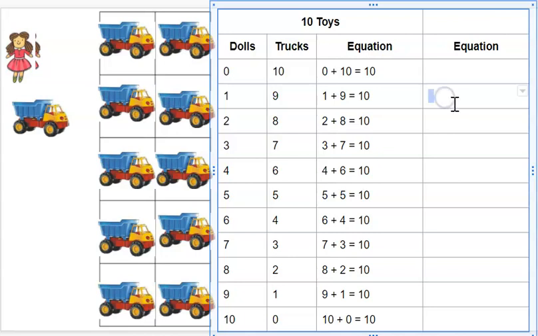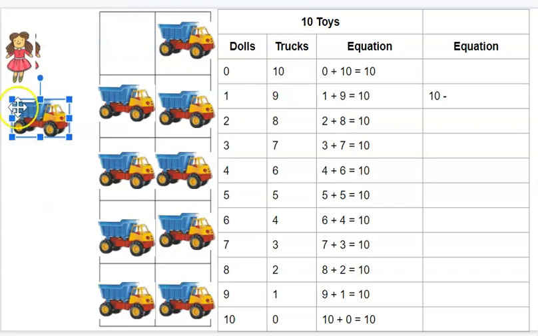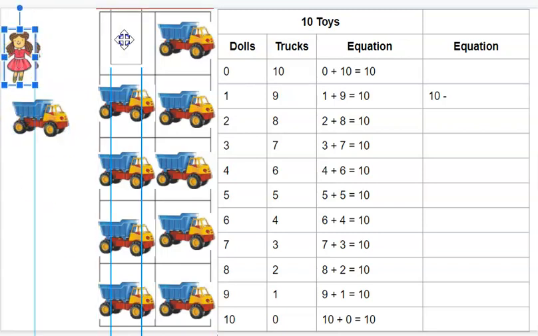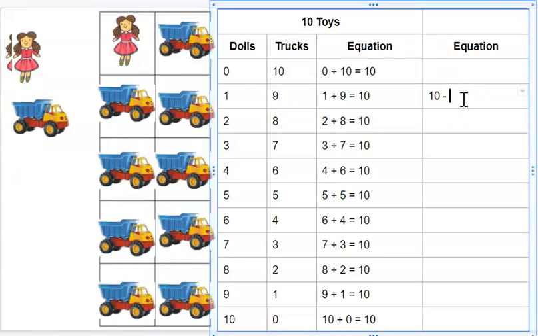So we have 10 trucks here. I have 10 trucks. And I'm going to take one truck away because I want a doll. So I took one away. How many trucks am I left with? That's right. I'm left with 9.